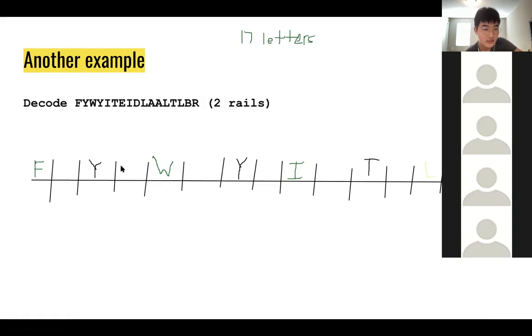Hold on. Yeah, I think the letters in yellow should be different. Yeah, yeah, you guys are back on the right track.